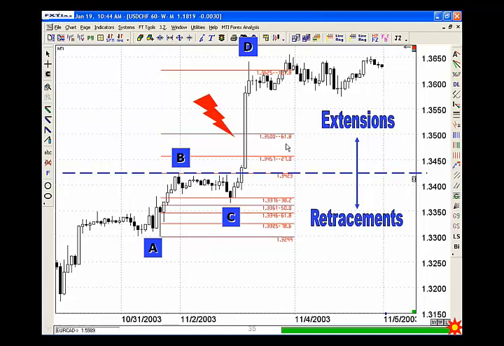Now in your charting package, you're going to see that it only says 618, but it's really the 160%, because this is from 0 to 100. This would be the 161%. When you see that it says 1618, it's really the 261%.